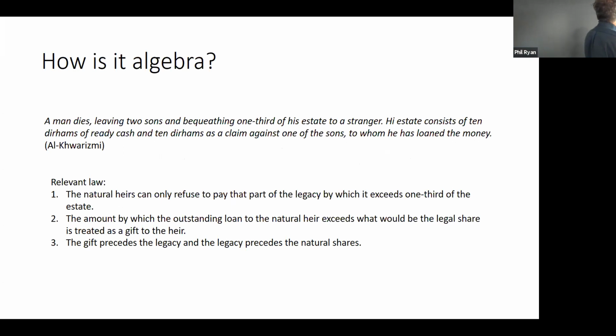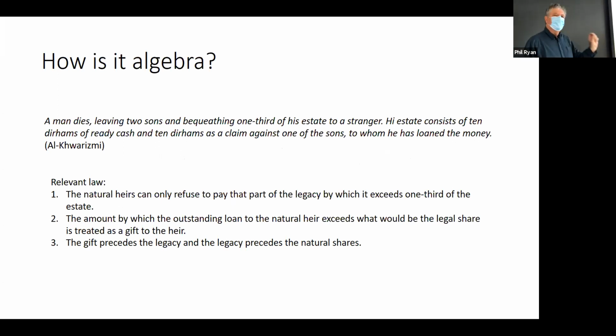So a man dies, leaving 2 sons and bequeathing 1/3 of his estate to a stranger. His estate consists of 10 dirhams of ready cash and 10 dirhams as a claim against one of the sons to whom he has loaned the money.